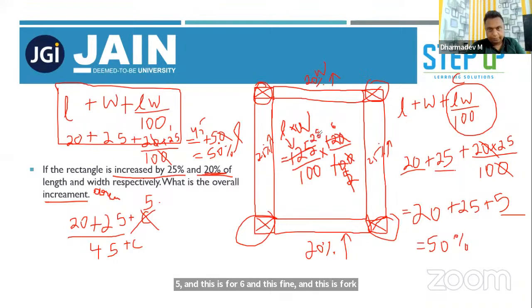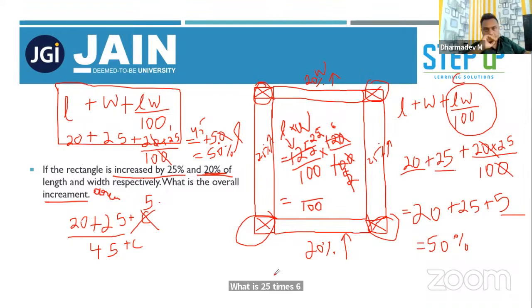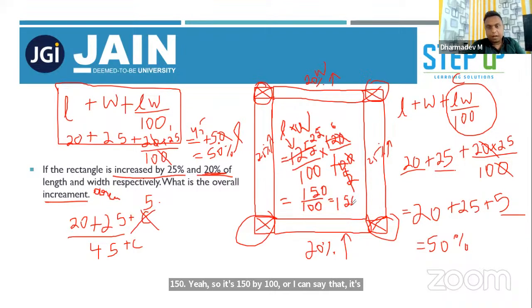25. Okay. What is 25 times 6? Divided by 100 should be there because we wanted it in percentage. What is 25 times 6? 150. Yeah. So it's 150 by 100, or I can say that it's 150 percentage. Am I correct?